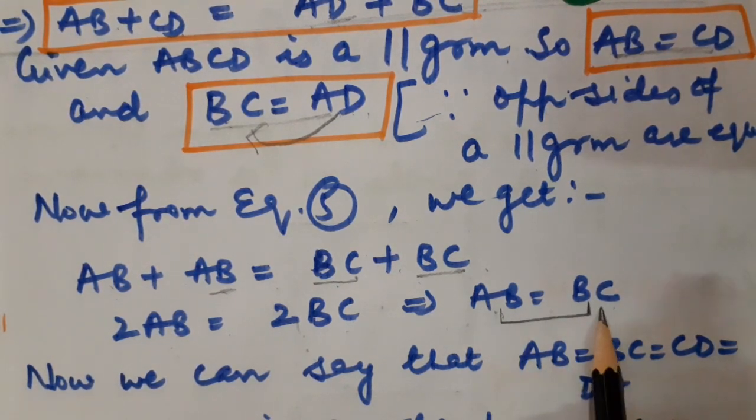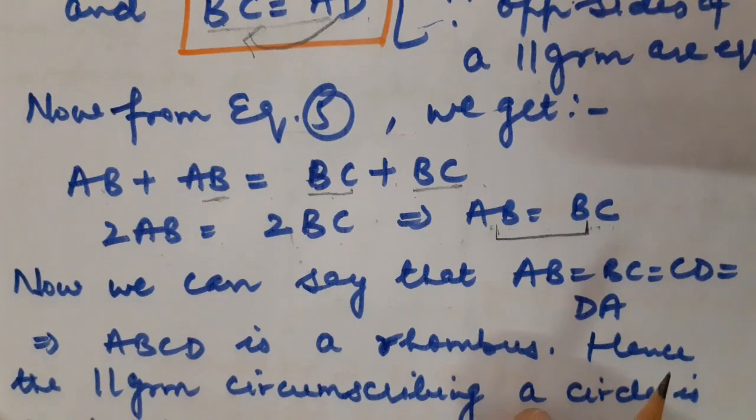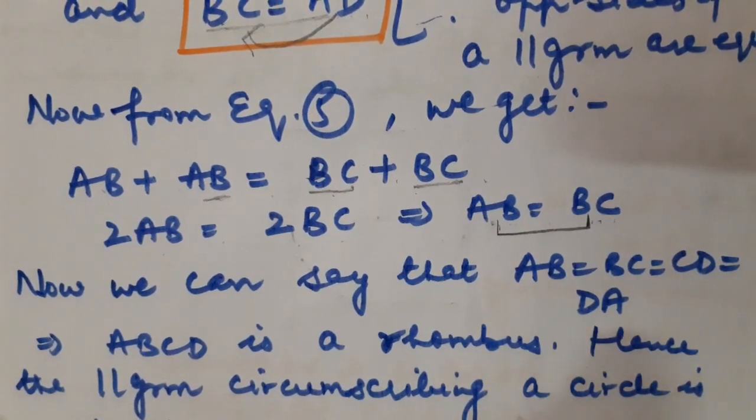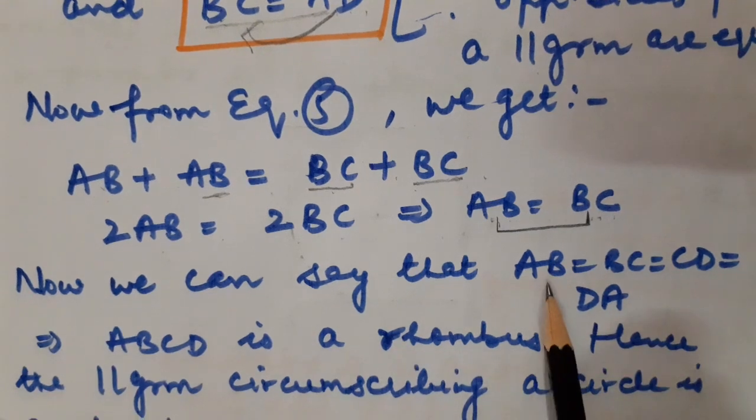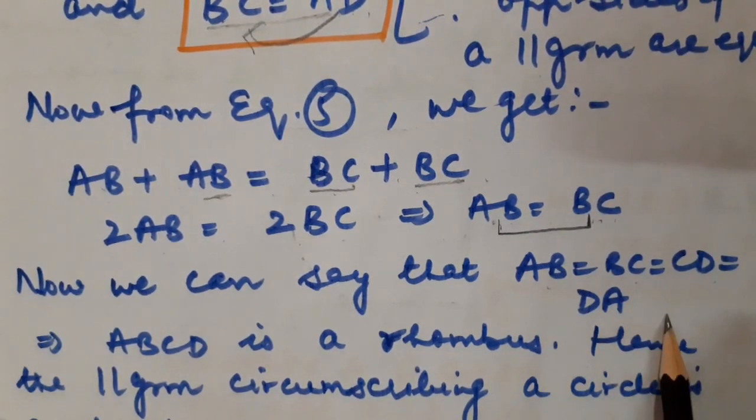AB is adjacent to BC. Why? Because they have a common vertex B. Okay. So what can we say? Opposite sides were already equal. Adjacent sides also we have proved equal. So can we say that AB is equal to BC is equal to CD is equal to DA? Of course, all the four sides will be equal.